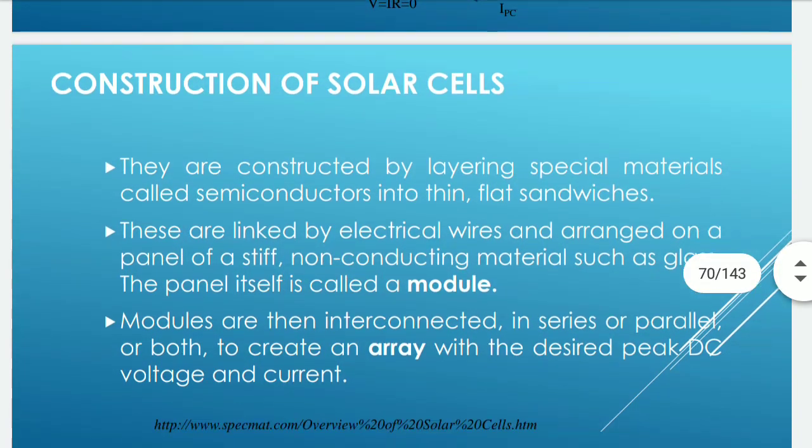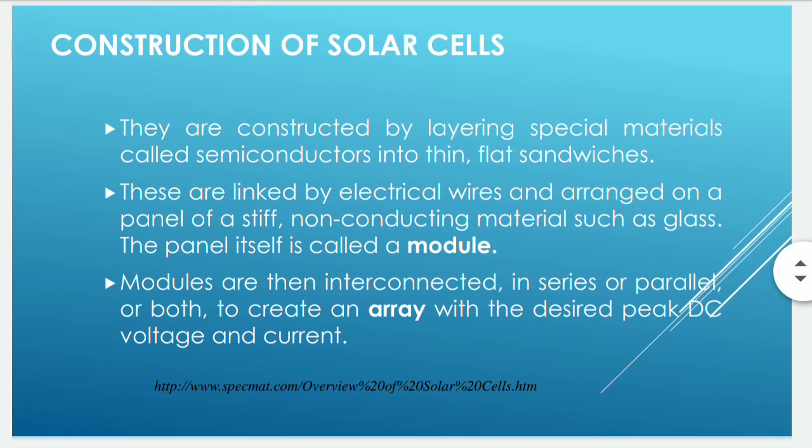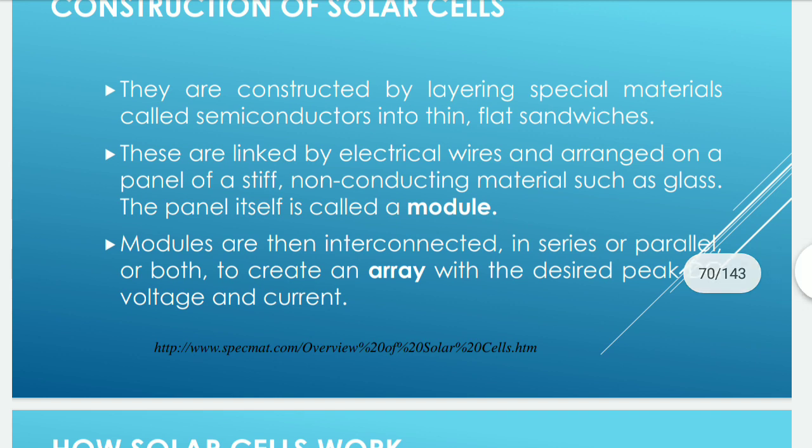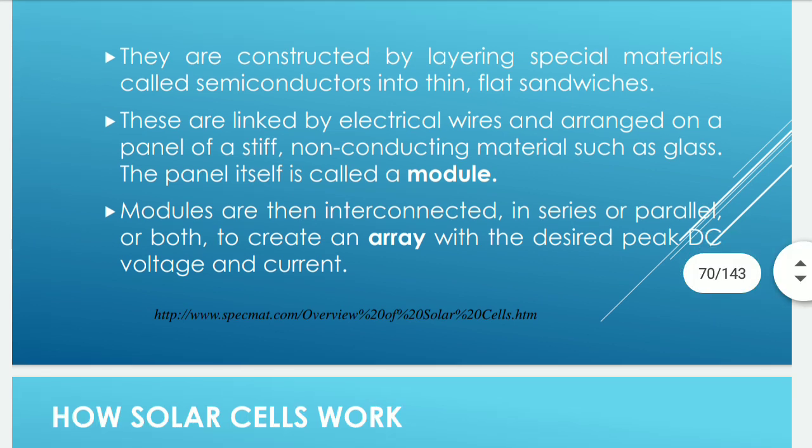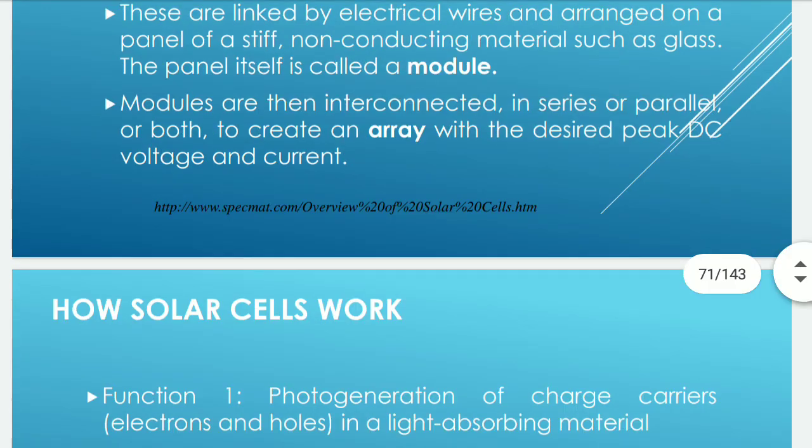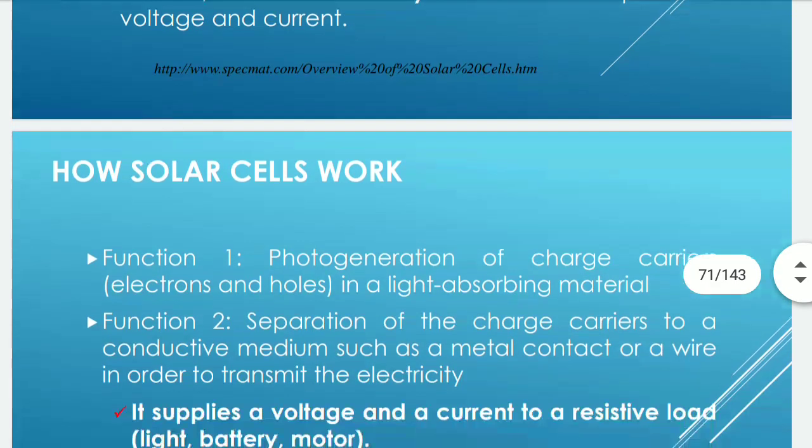Construction of a solar cell. They are constructed by layering a special material called a semiconductor into thin flat sandwiches. These are linked by electrical wires and arranged on a panel of a stiff non-conducting material such as glass. The panel itself is called a module. Modules are then interconnected in series or parallel or both to create an array with the desired peak DC voltage and current.